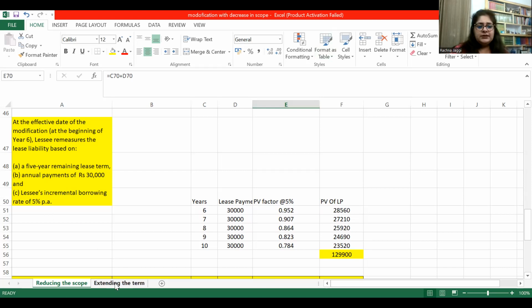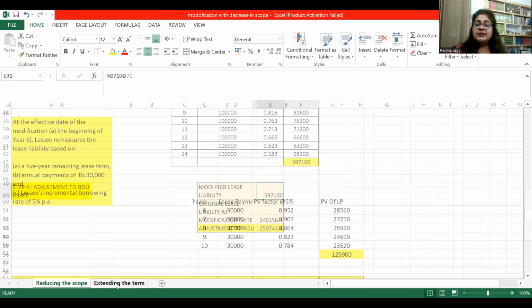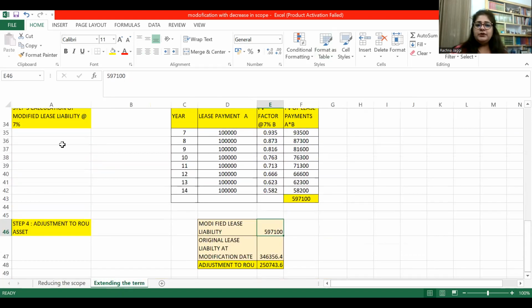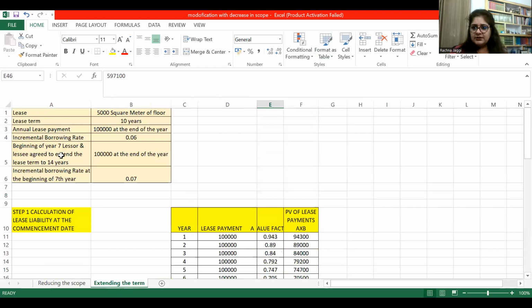Now, the second case here, I am taking of extending the lease term. So here also we are doing the modification. We are just extending the lease term, right? Otherwise, other things remain the same here. So here, lease term is 5,000 square meter of floor. Lease term 10 years. So I have taken just the similar case, right? The only difference here is there I had reduced the scope, and here I've extended the lease term.